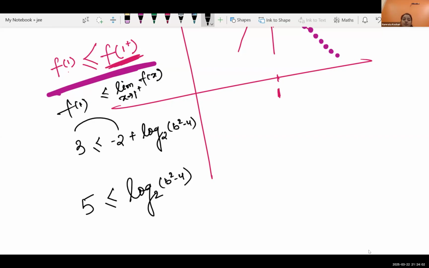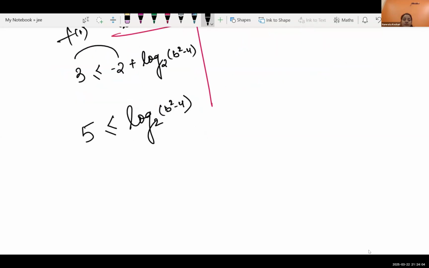So far, any confusion? No, ma'am. Okay. Now, whenever we have this type of inequality where a logarithm is involved, one thing we must write is that here b square minus 4 must be greater than 0, right? Another inequality we are creating ourselves, right?